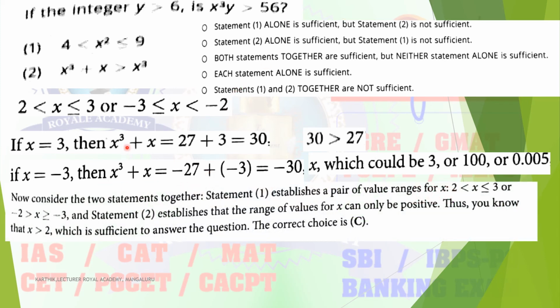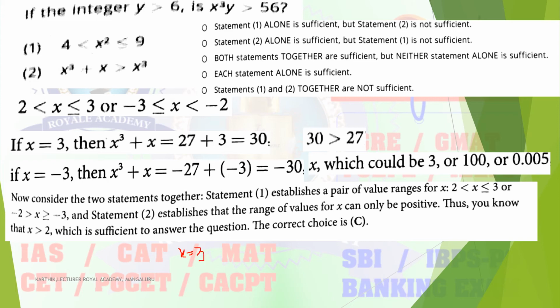So club both statements together. The first statement tells that the x value should be in between 2 to 3 and also minus 2 to minus 3, and the second statement tells that the value should be positive. So considering only the positive value, x in between 2 to 3 is nothing but x is equal to 3. You can assume that x is 3. So if you club them together, you can tell the exact value of x. The value of x is equal to 3.